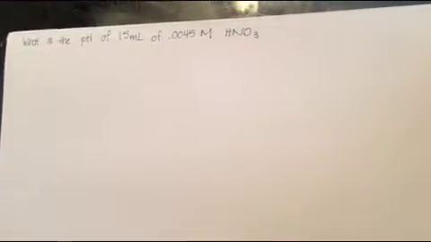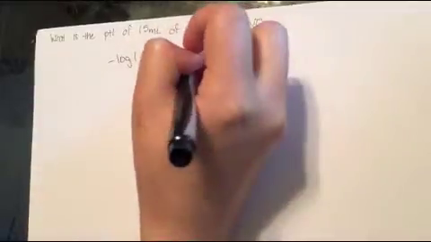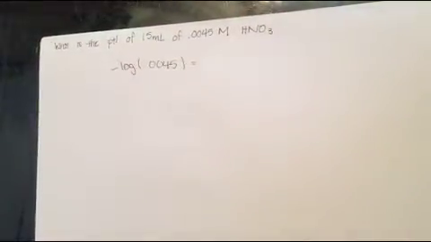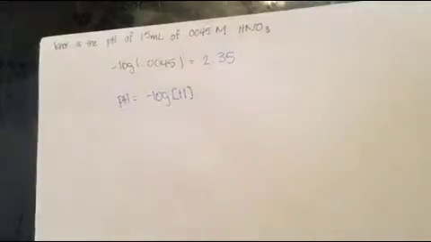What is the pH of 15 ml of 0.0045 molar of HNO3? For this one, you're just going to do the negative log of 0.0045, and it's going to give you a pH of 2.35. Because of the equation, pH is equal to negative log of H.